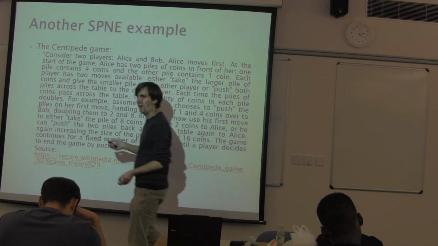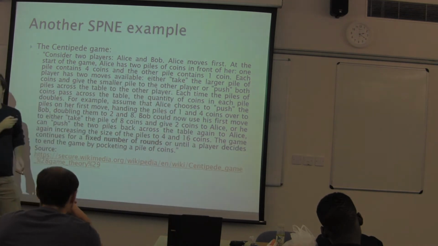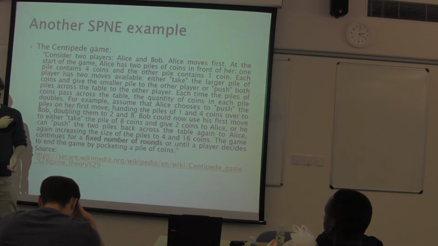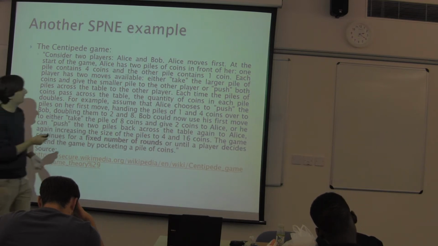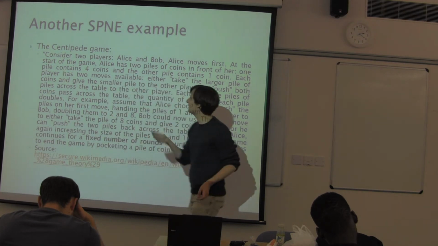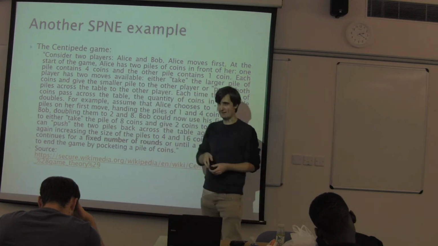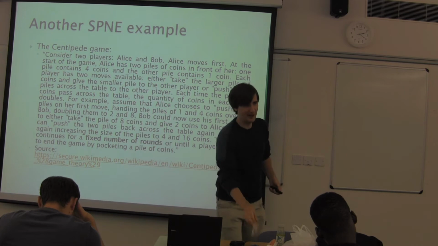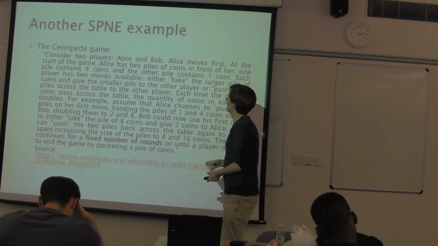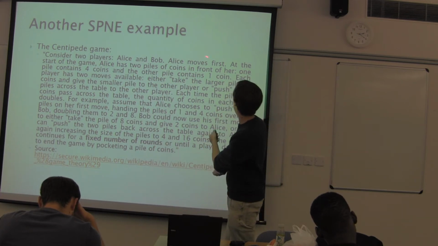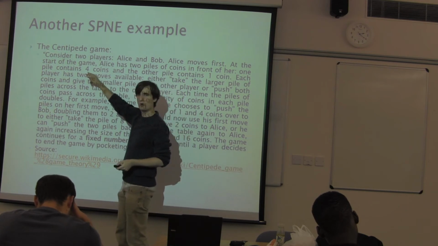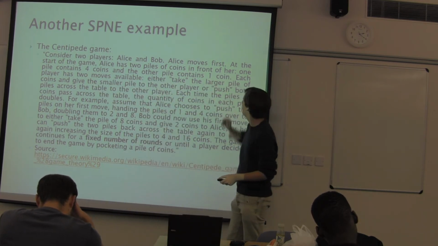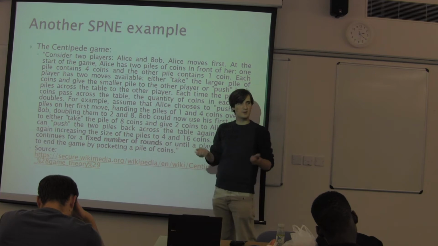So here's a famous game. Have you seen this game before? The Centipede game. The description of the game I've stolen from Wikipedia. It's a bit lengthy. So you've got two players, Alice and Bob, and at the start of the game, there's a pile of coins in front of Alice. There are two piles of coins, in fact. One has 4 coins, and one has 1 coin. And she's got a choice.